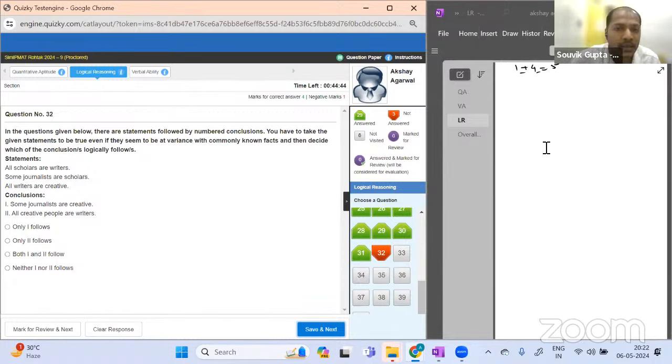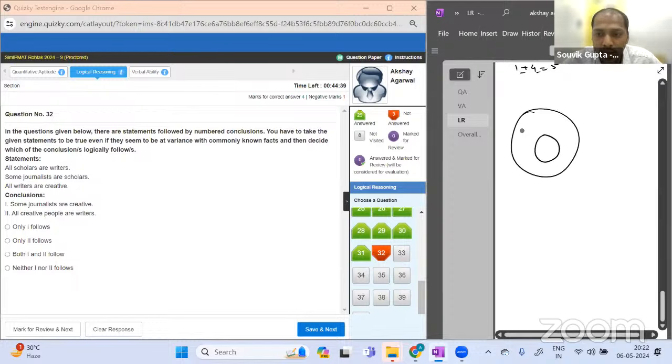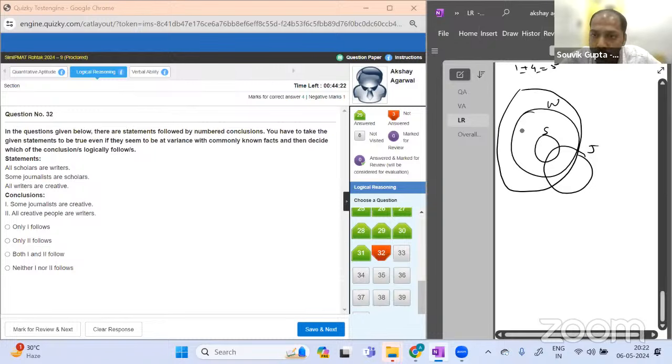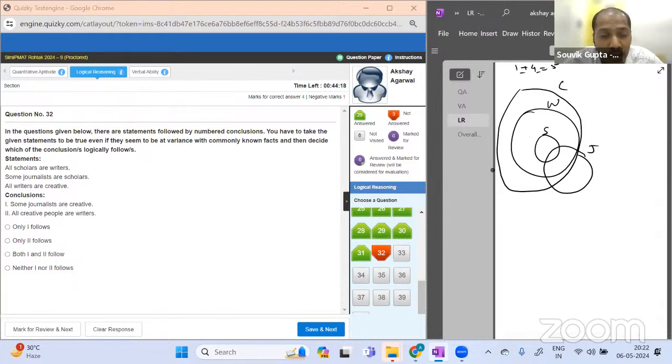This is interesting, syllogisms. All scholars are writers. Some journalists are scholars. All writers are creative. Some journalists are creative. Definitely true.